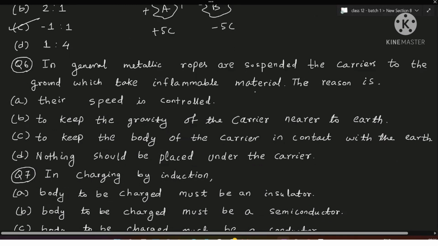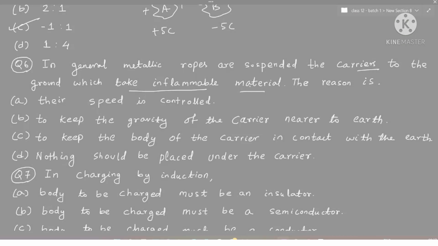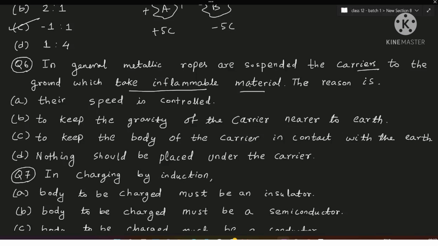In general, metallic ropes are suspended in the carriers to the ground, which take inflammable materials. The reason is, again the same type of question like question number 1. In case of inflammable material carriers, due to friction with the dry air and dust particles, it attains some amount of static charge.